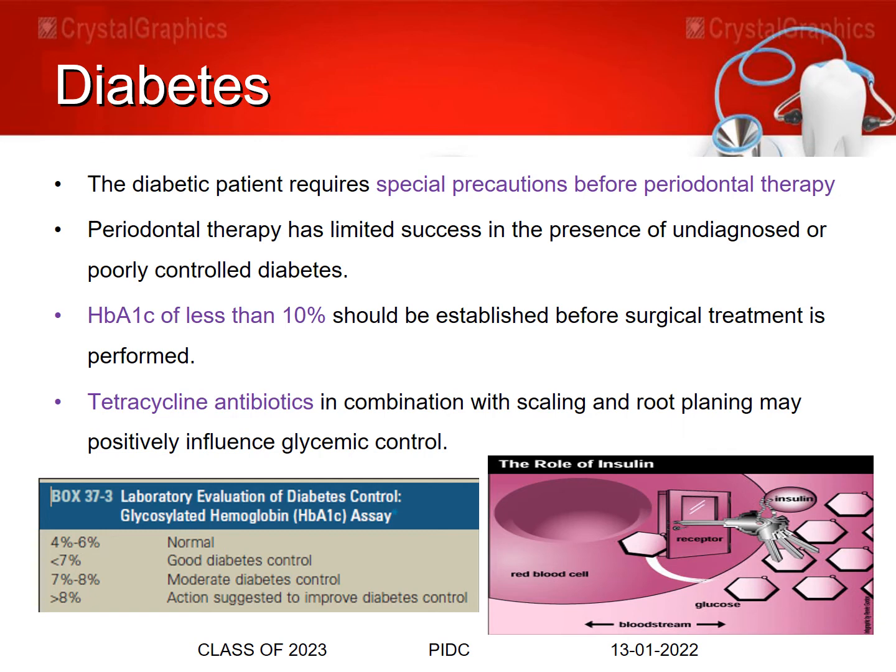Periodontal therapy has limited success in the presence of undiagnosed or poorly controlled diabetes. HbA1c of less than 10% should be established before the surgical therapy, and tetracycline antibiotics are to be given in combination with scaling and root planing. Studies have found that this positively influences glycemic control. I think you already know the normal glycemic level, that is 4 to 6, and above 7 the patient is considered diabetic. Above 8, it is suggested that the patient take action to control diabetes.